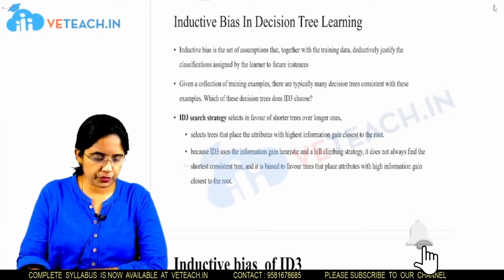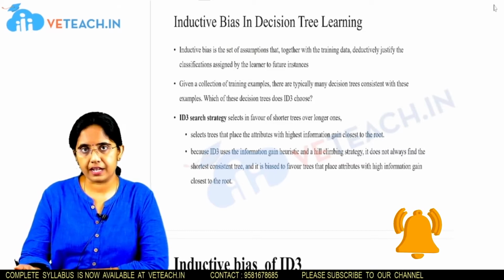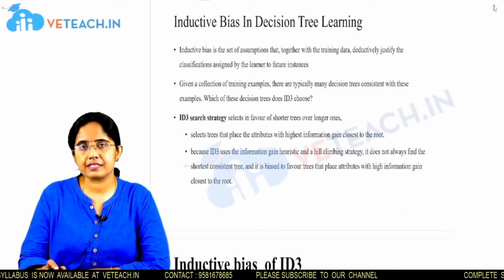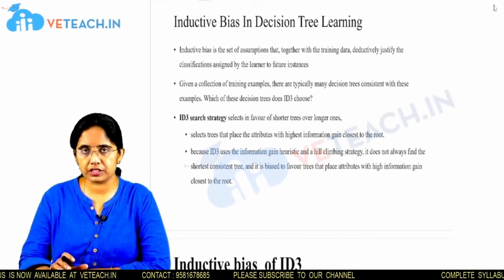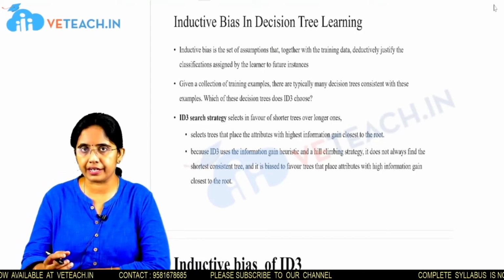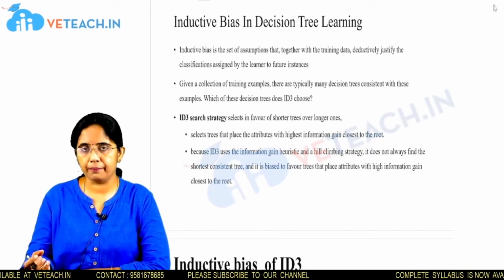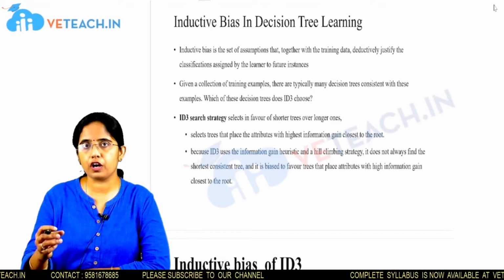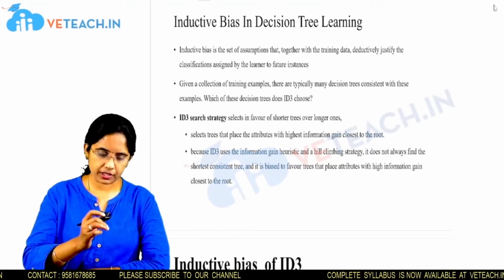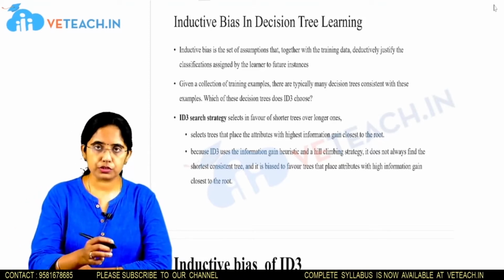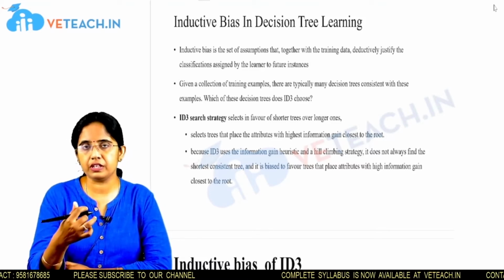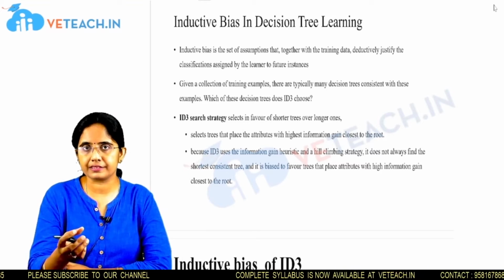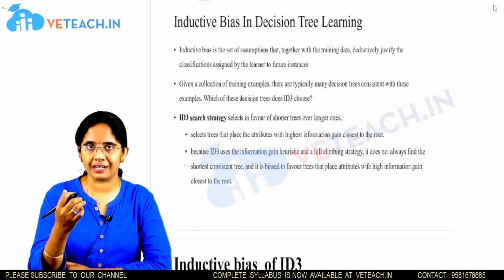In this session we'll cover what is inductive bias in the ID3 algorithm. We already know that inductive bias is nothing but the set of assumptions that are added to a training data set while generating a model, so that this particular model will be generalized for future data sets also. That is what is called inductive bias. To make your model generalized, we'll be adding some assumptions to the training data set to better fit the test data also.